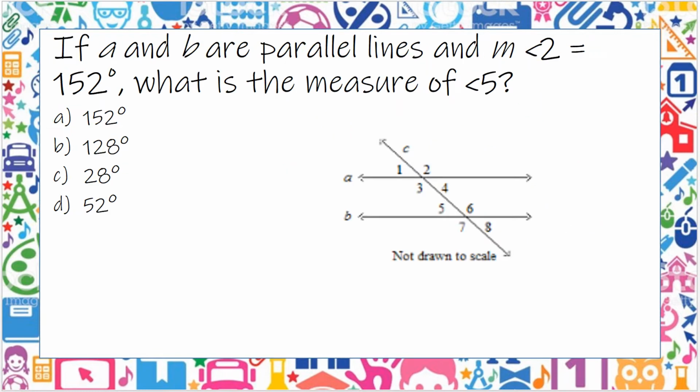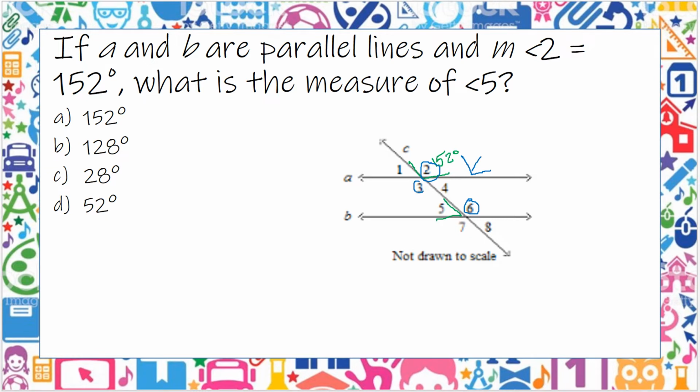If A and B are parallel lines, and the measure of angle 2 is 152, I'm going to label that real quick, 152, what is the measure of angle 5? So this goes back to knowing what these angles are called on parallel lines. So if we look at angle 2, that's here, angle 2 and angle 6 are congruent because they're corresponding angles.